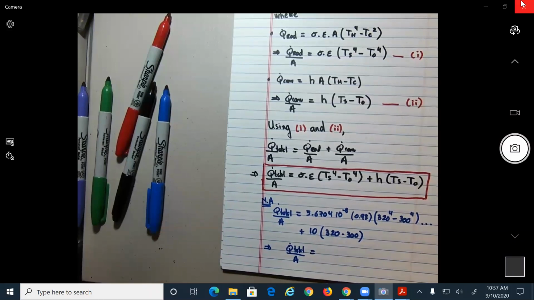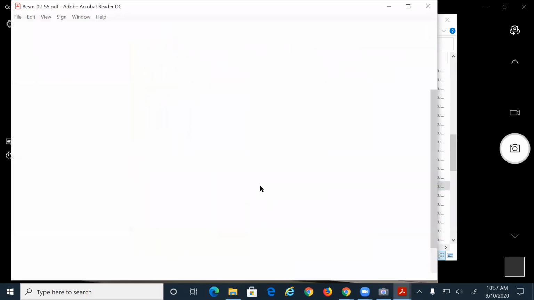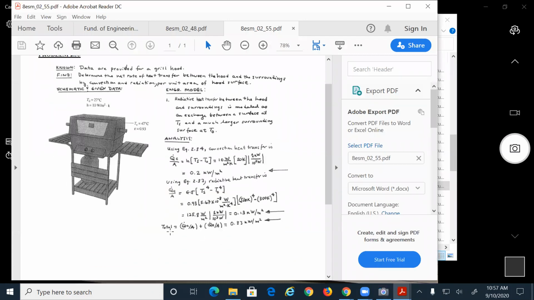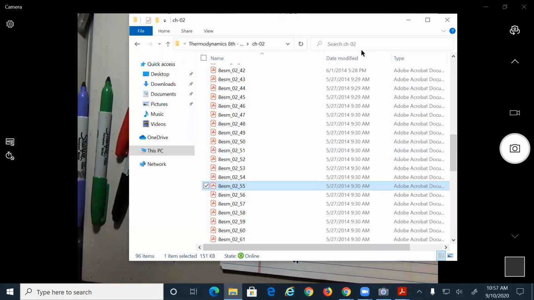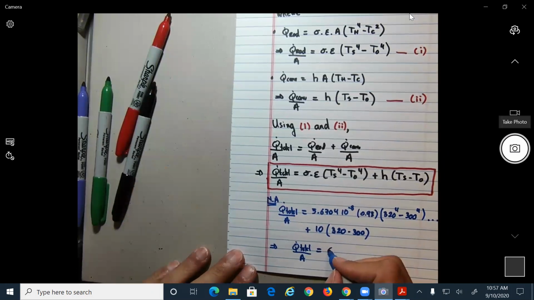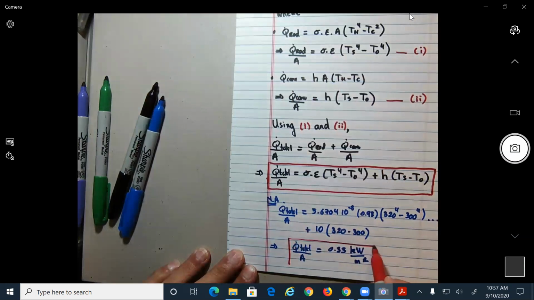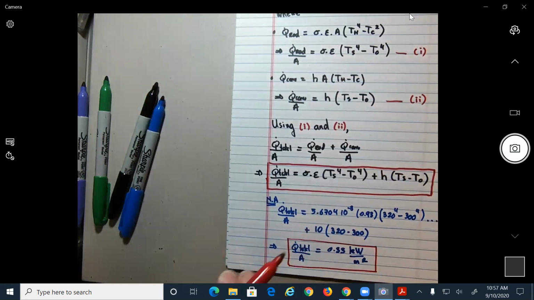And this, if we didn't make any mistake, which I'm sure we did not, should give you a value. You see, that's what we get. Okay, so the value is 0.33 kilowatts per meter squared. Okay, but go and check. Okay, just want to finish on time. So 0.33 kilowatts per meter squared. All right, so we stop over here for today.